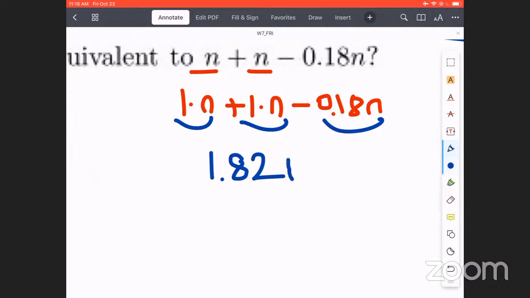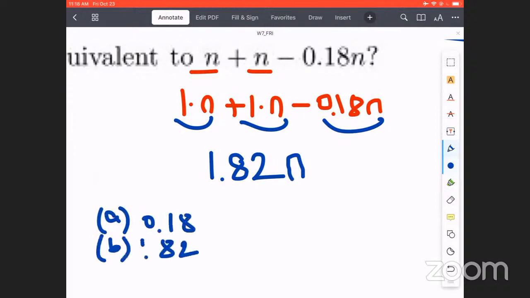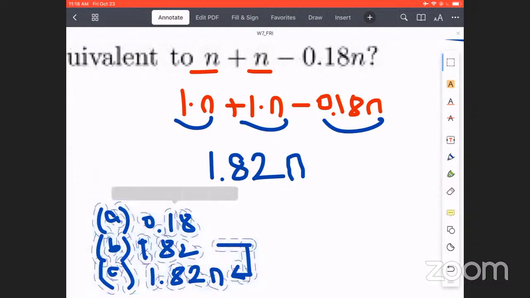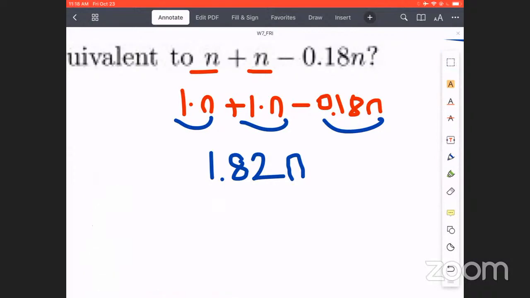And don't forget to put the variable next to it. Most of the time your answer choices look like this: A is 0.18, B is 1.18, and C is 1.82n. So there is a difference between these. Don't forget putting the variable term next to it. That's the very important thing. This is the kind of question you will see in your benchmark about this topic.